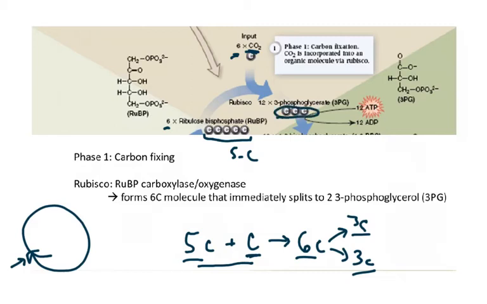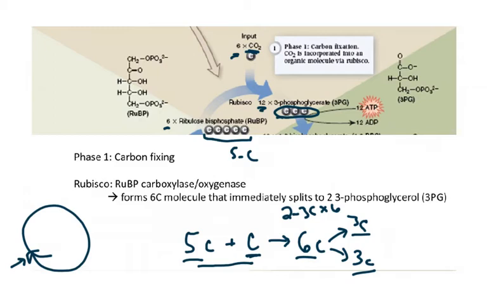So it's a 3-carbon molecule called 3-phosphoglycerate. And what's written here, it's 2 3-carbon molecules, but times 6, because all of this has to happen 6 times to get to the 6 carbons of glucose. So that's why it's written here as 12. Okay, so that's our first phase.